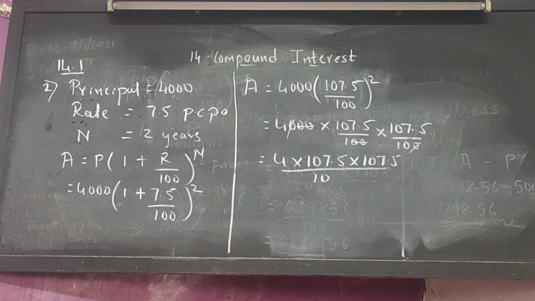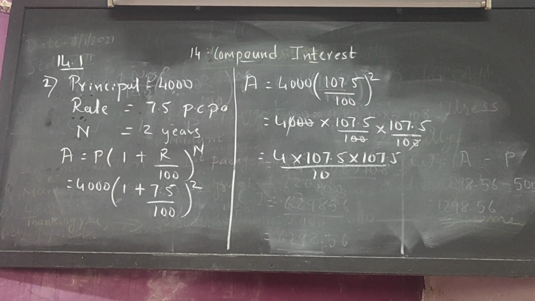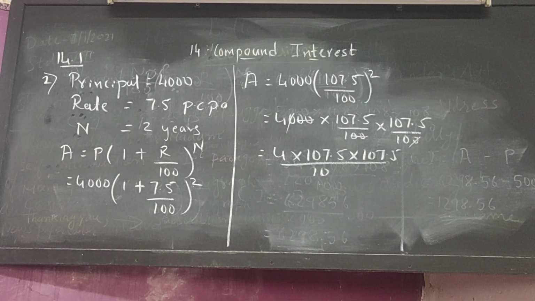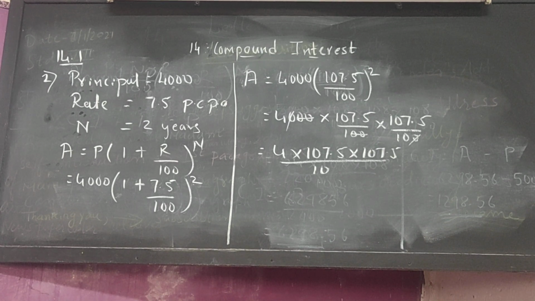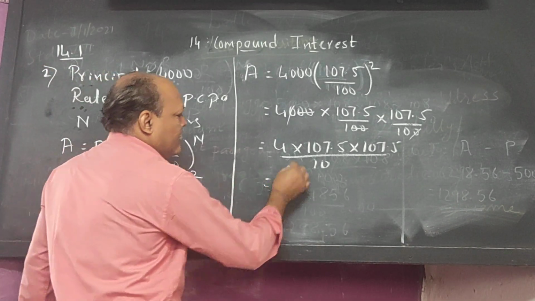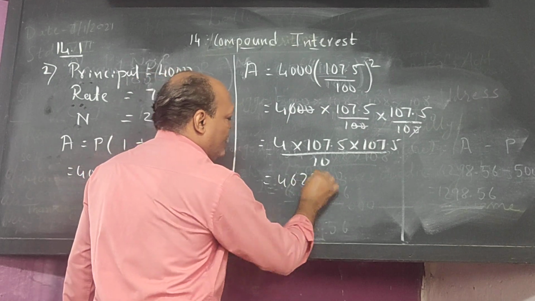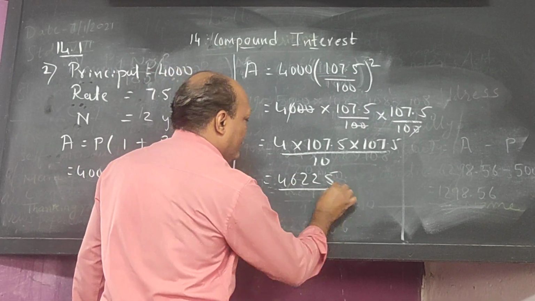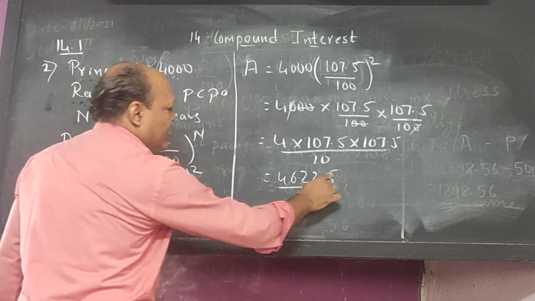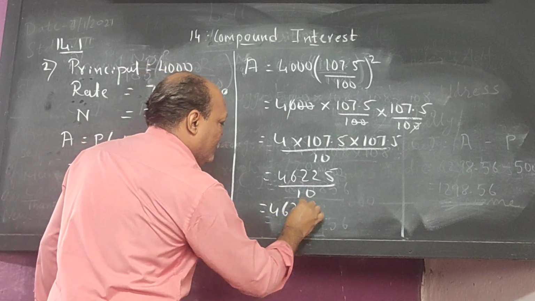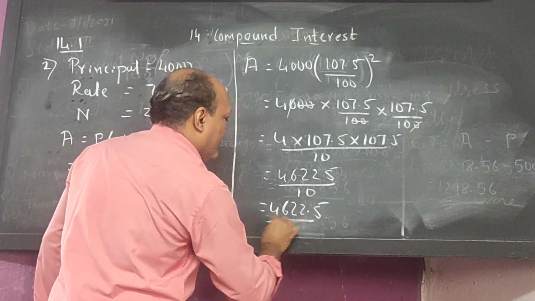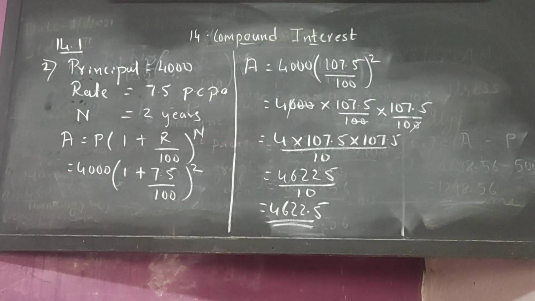Don't cancel the 10, let it be like that only, so that in the final answer you can put the point properly. Multiply. 46225 upon 10. That means your answer will be 4622.5. This is the amount you are going to get. I hope all of you understood.